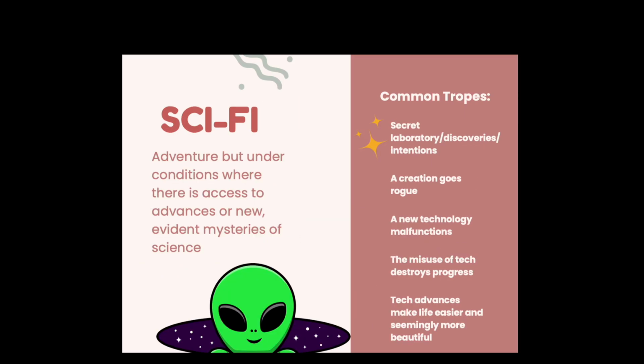When we're dealing with sci-fi narratives, some common tropes happen to be secret laboratory discoveries or intentions, a creation that goes rogue, a new technology that malfunctions, the misuse of tech that destroys progress, and tech advances that make life easier and seemingly more beautiful.